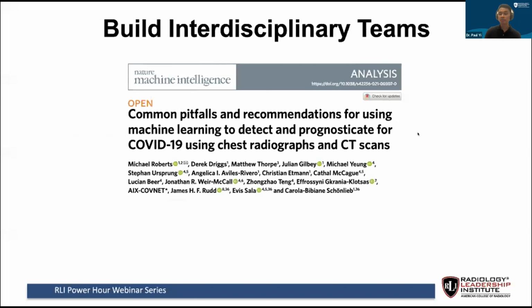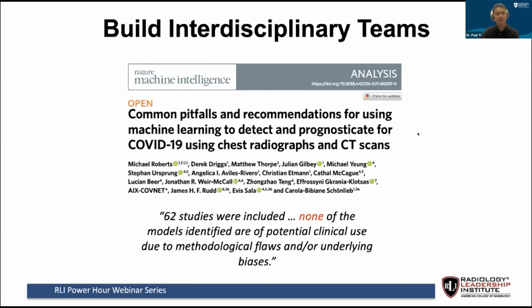I think the other part is building interdisciplinary teams. All of us, it doesn't matter if we're more clinical, more technical, I think that we all have a really important role to play. And I think this was shown in the COVID-19 pandemic, where a systematic review of all of the COVID-19 articles published in the first year found that none of these were actually of any potential clinical use. And the reason being due to methodological flaws and/or underlying biases.